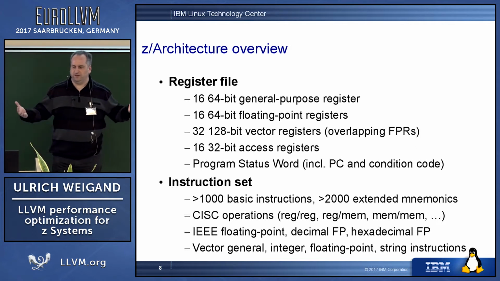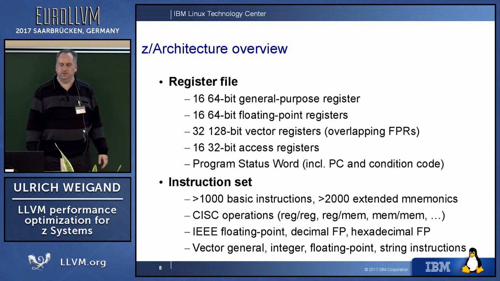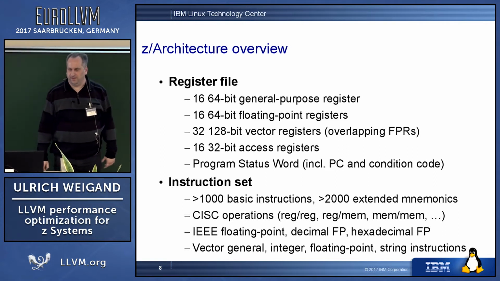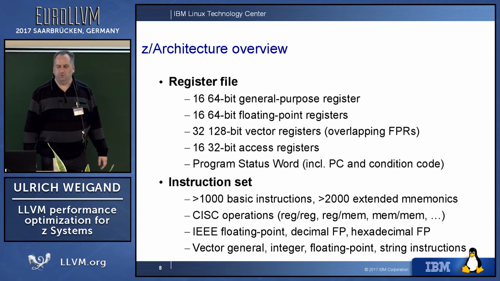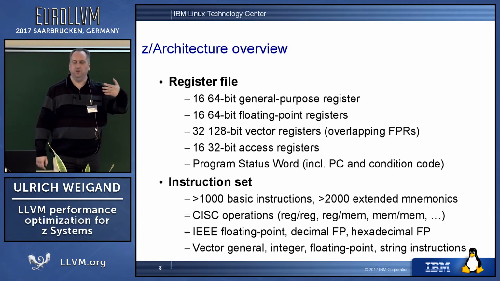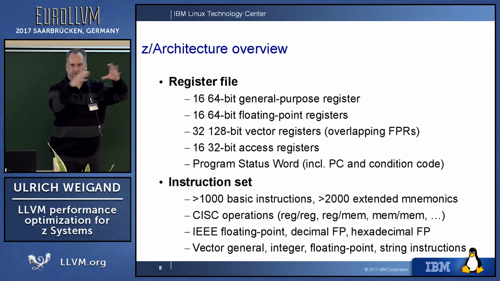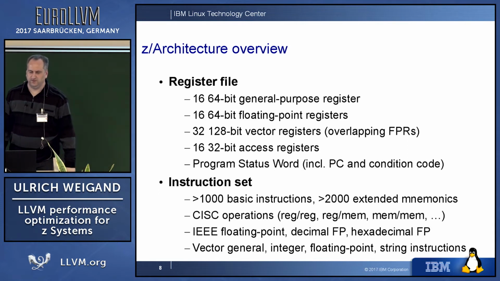General overview, it looks like a pretty normal general purpose instruction architecture. As I said, it's a 64-bit architecture. We have 16 general purpose registers. We have 16 floating point registers, which have by now been subsumed into 32 vector registers, where the old floating point registers are sort of one half of the vector registers.